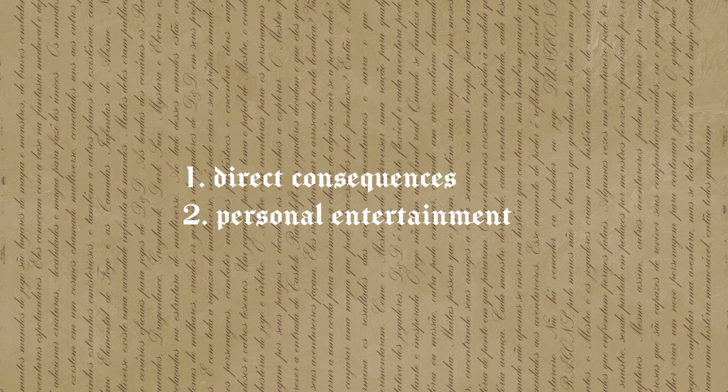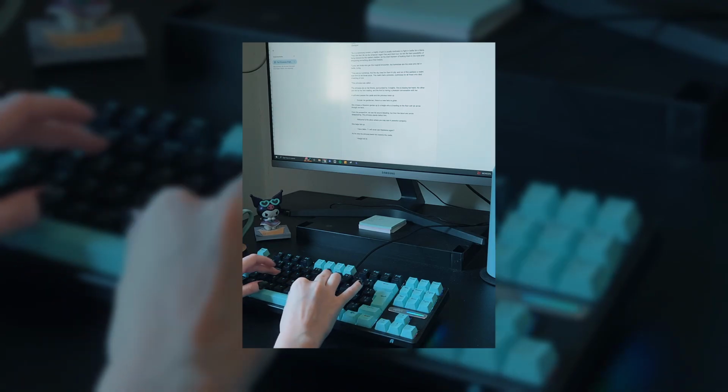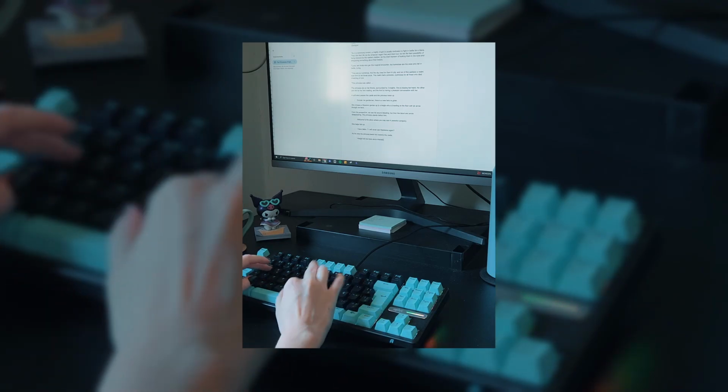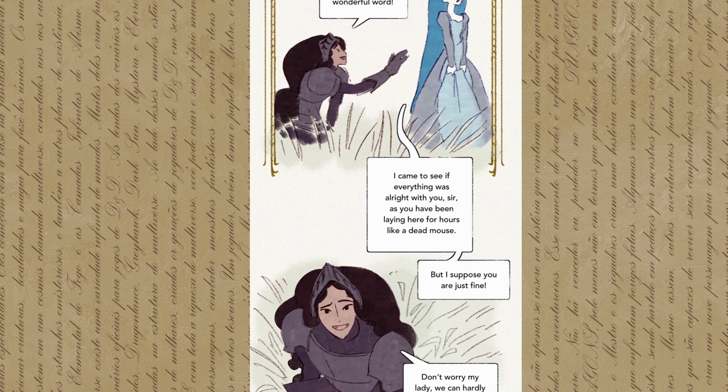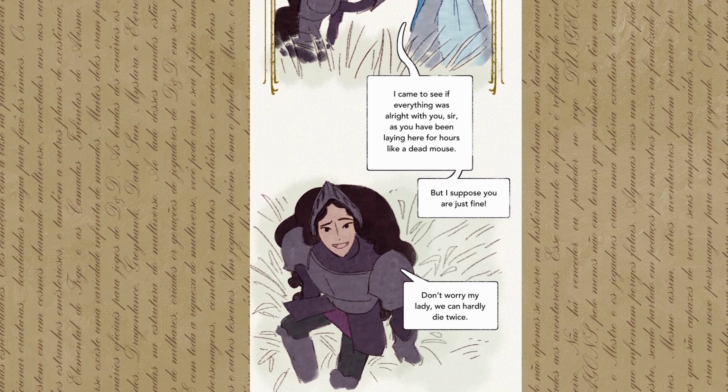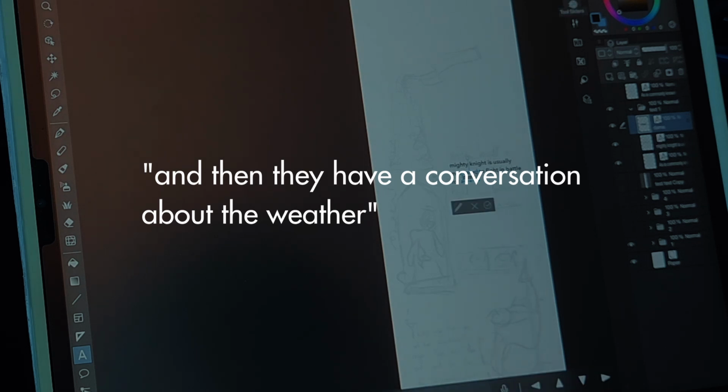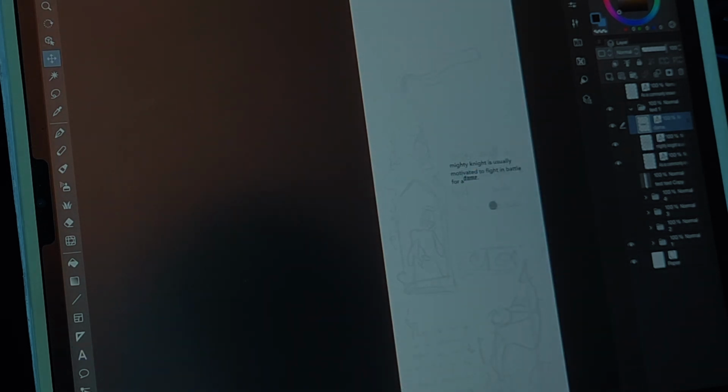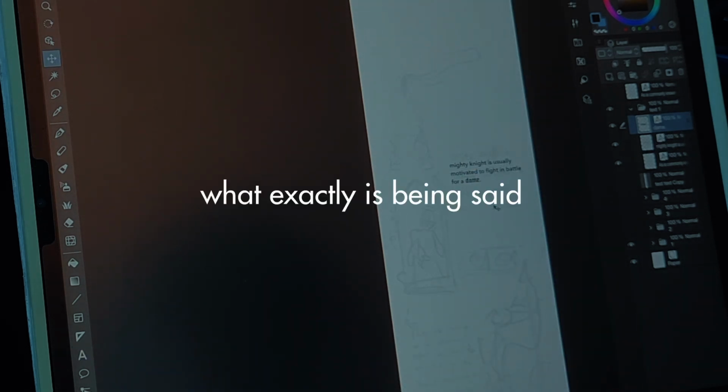So those are the two things I think about while dreaming up the story, just thinking about it. When it comes to writing it down in script format, there's 2 technical tips I keep in mind. The dialogue. Every single thing that will be said needs to be written out. Stuff like, and then they have a conversation about the weather, is not something drawable. I need to know what exactly is being said.